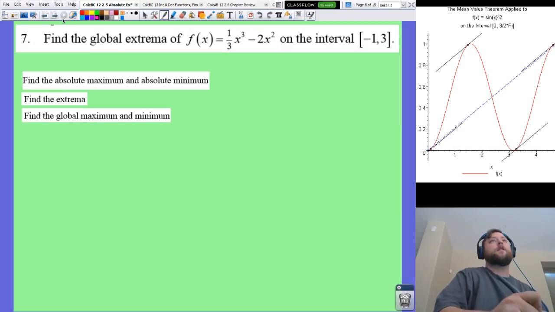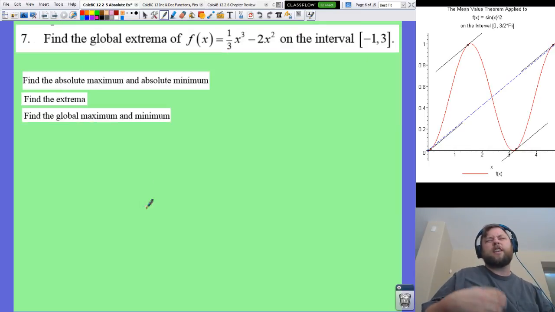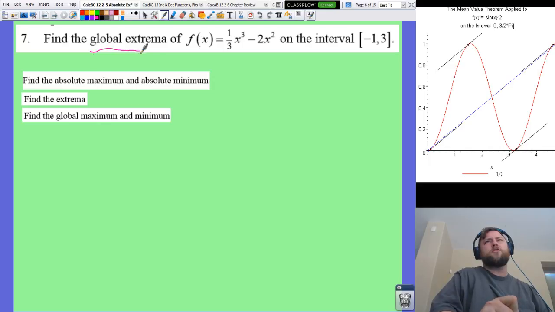All right, so I want to use a function. A lot of times we do it this way. I might say, find the global extrema, and you're like, what are those? Well, it's the absolute min and max. There are a bunch of different ways to ask the same question, but this just says find the absolute min and max.